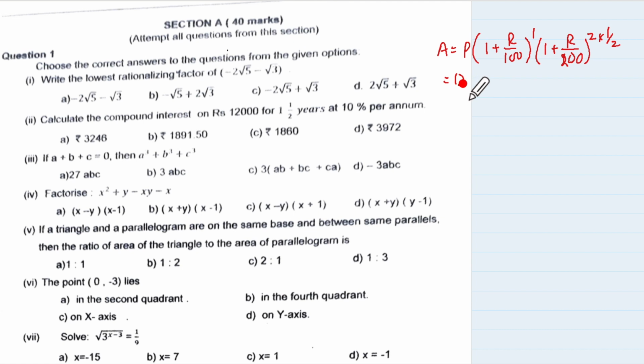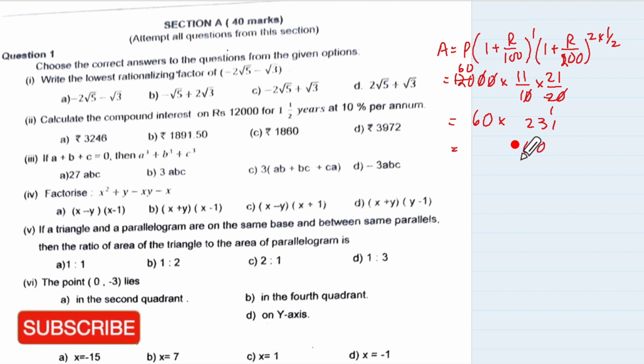Principal is 12,000 into, I'm going to do this mentally, 1 plus 10 upon 100, means 11 upon 10, into 1 plus 10 upon 200, which is 21 upon 20. Let us cancel these zeros. So it will be 60 into 11 into 21, which is 231, and then 60, so I'll keep the 0, and we get 13,860.